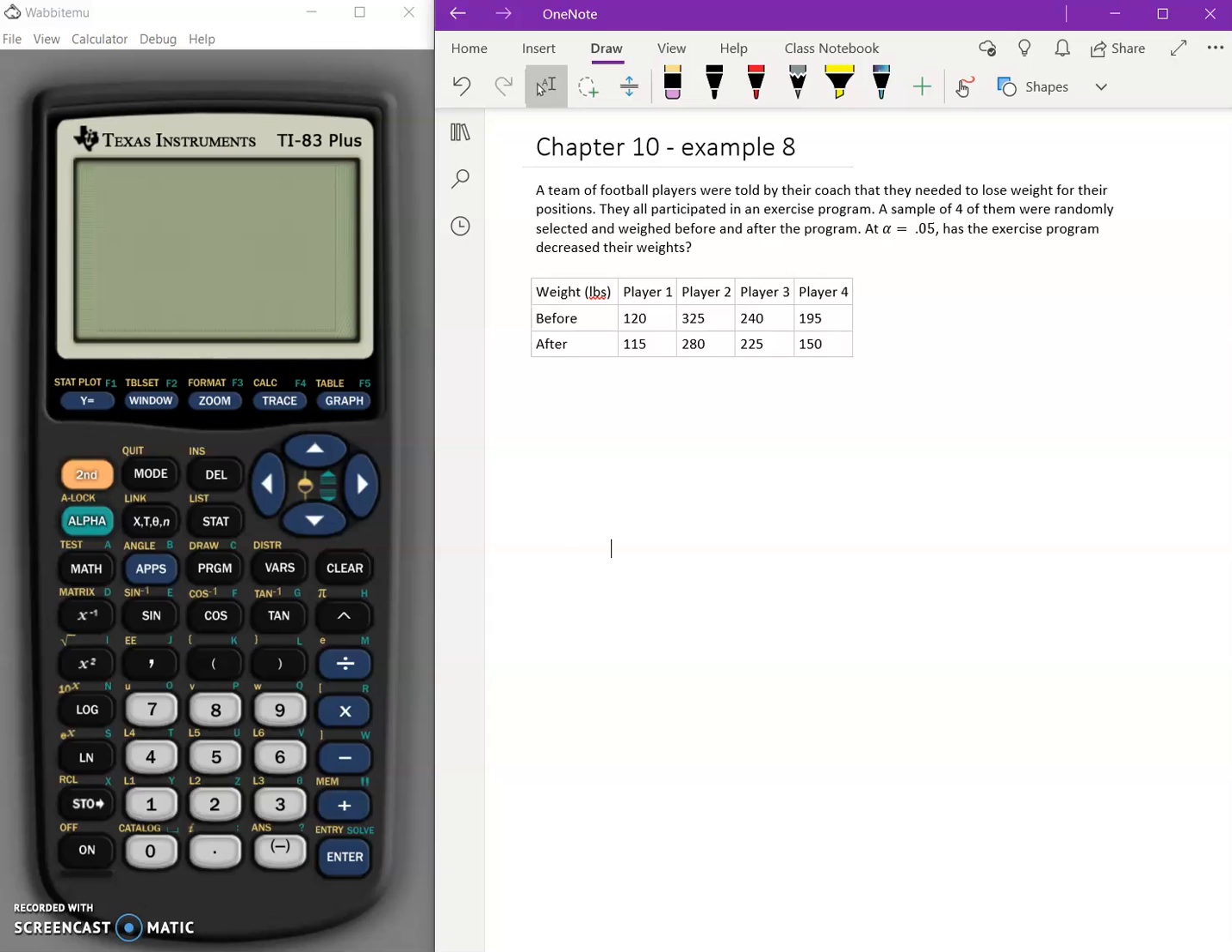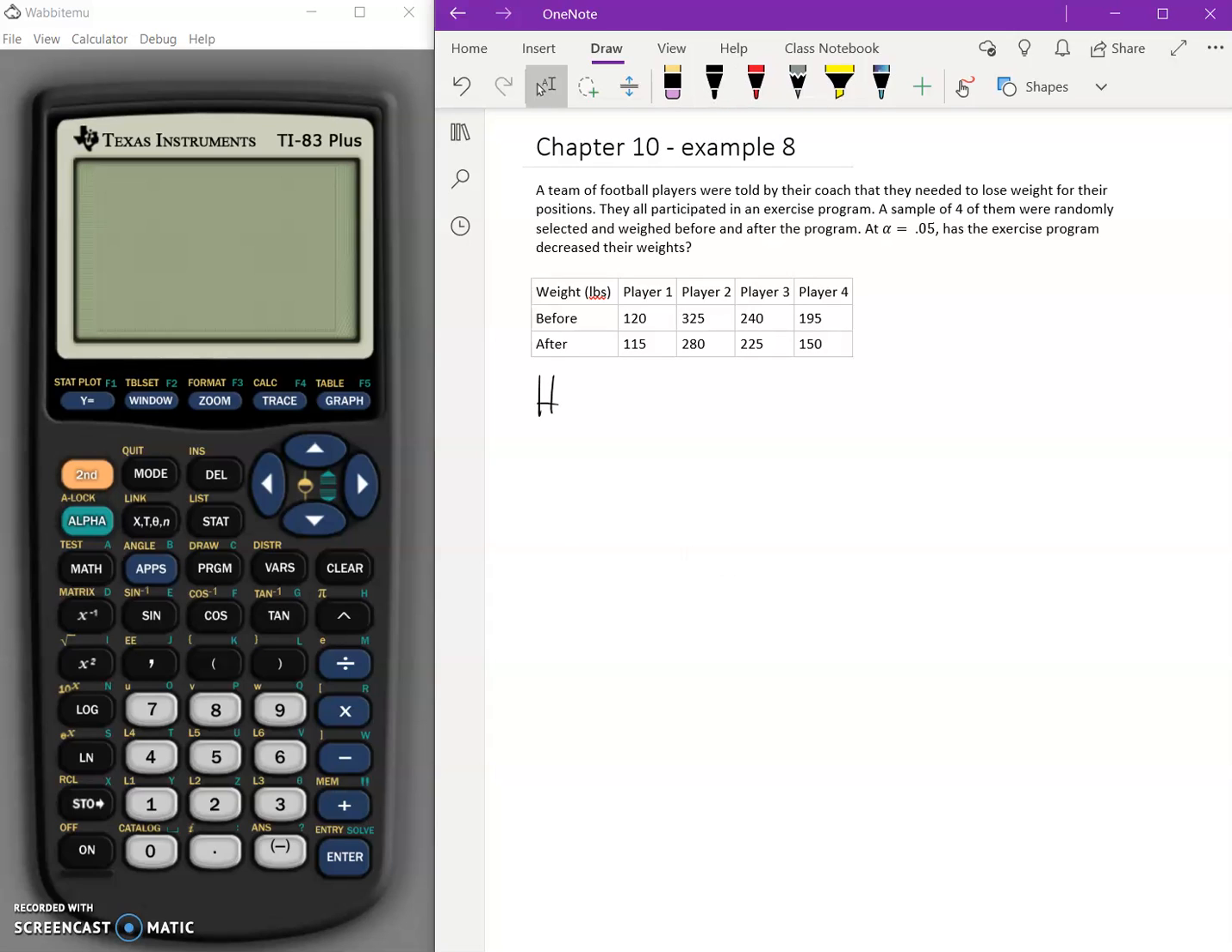Take a look at another example. So what we have here is a team of football players who were told by their coach that they needed to lose weight for their positions. They all participated in an exercise program. A sample of 4 of them were randomly selected and weighed before and after the program. At alpha equals 0.05, has the exercise program decreased their weights?